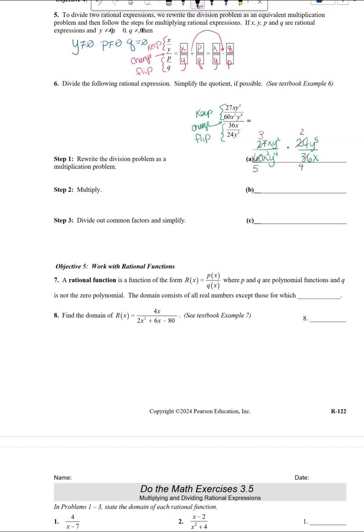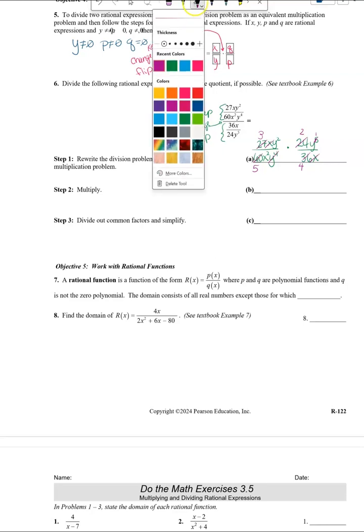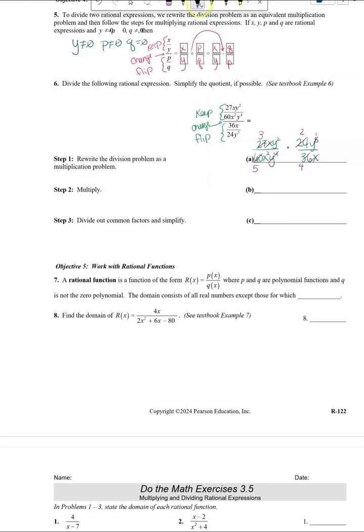Now let's look at our variables. So we have this x and this x will cancel. And this y to the fourth, we can just take this down to a 1, so y to the first power. And then I'm going to switch colors because we can go even further. This 2 will go into this 4, so this is going to become a 1, and this is going to become a 2.